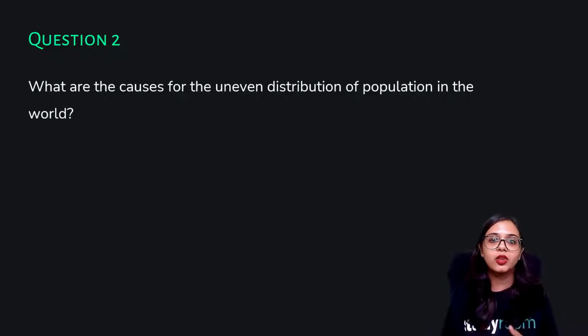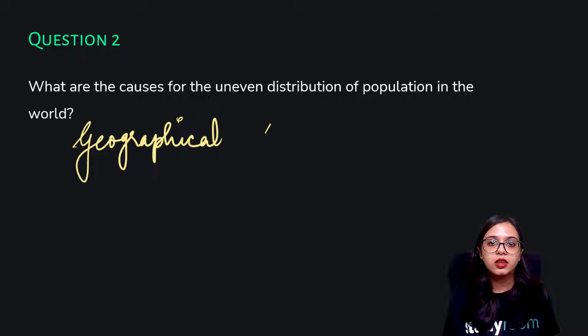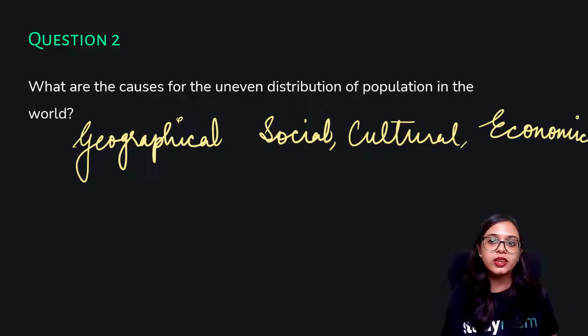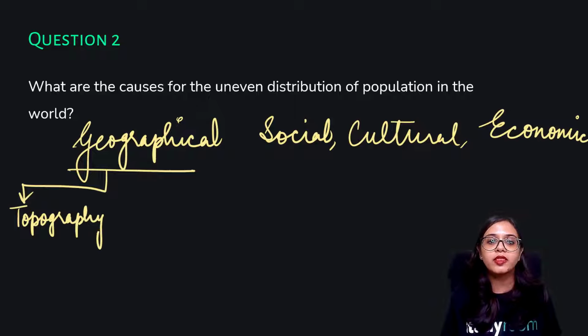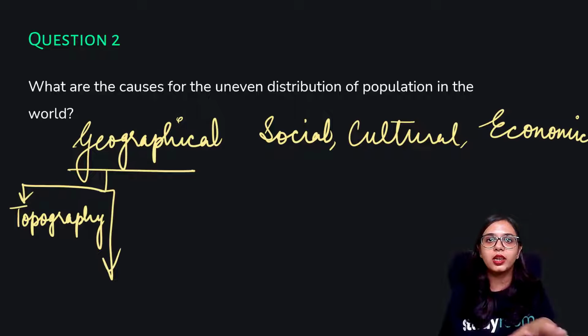What are the causes for the uneven distribution of population in the world? There are two types of causes, broadly speaking: geographical, and social, cultural or economic. I have already dealt with this in much detail, so I'll just summarize. Geographical: depending upon the topography of an area, whether it is plain land or a mountainous area, the population naturally would be higher in low-lying plains.